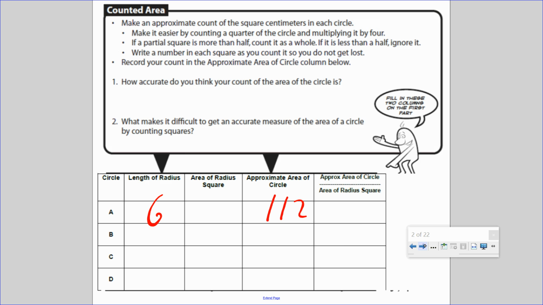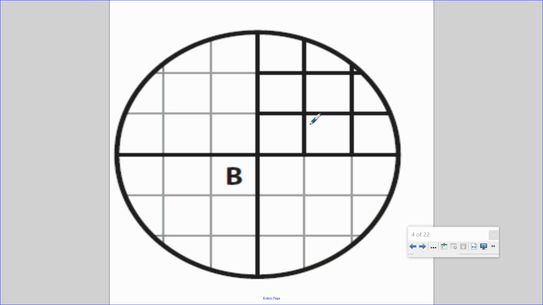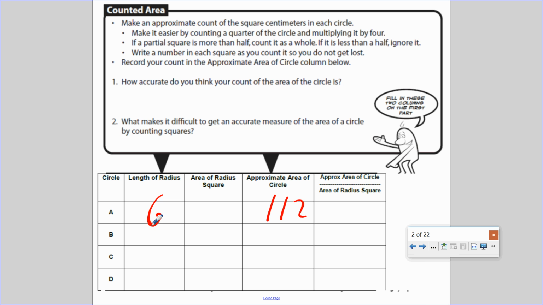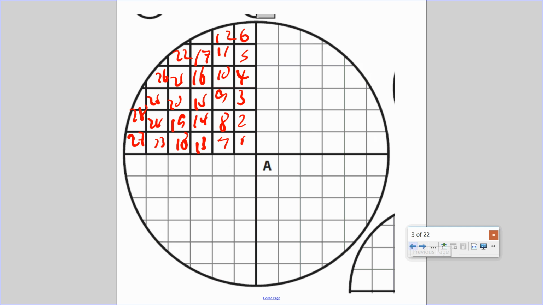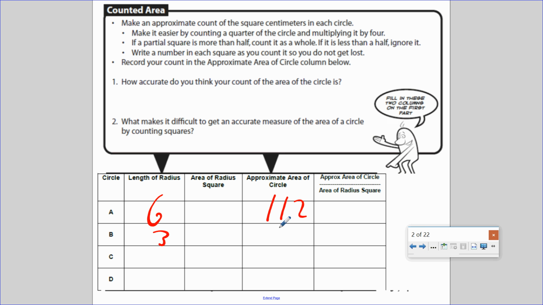Let's do circle B. In circle B, 1, 2, 3. The length of the radius is 3. What's the approximate area of a quarter circle? 1, 2, 3, 4, 5, 6, and these two halves make 7. There are 4 quarters, so 7 per quarter circle, 7, 7, 7, 7. That's 28. For the sake of time, we're just going to do circle A and B.